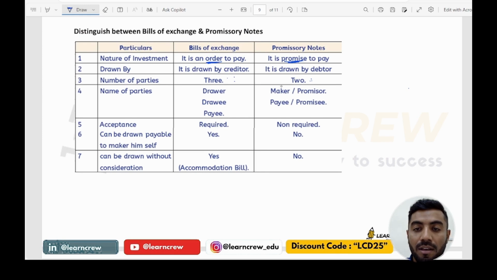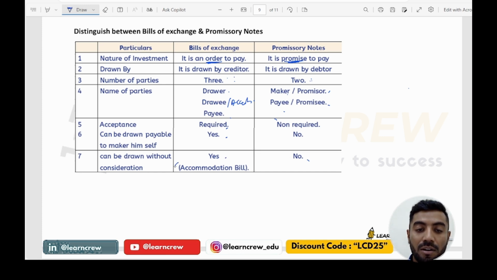Okay. In a bill: drawer, drawee and payee, and the drawee is also an acceptor. Here just maker and payee, nothing but promisor. Acceptance required for a bill, here not required. Can it be drawn payable to the maker himself? For a bill, yes; here, no. Can it be drawn without consideration? For a bill, yes; here it is no.